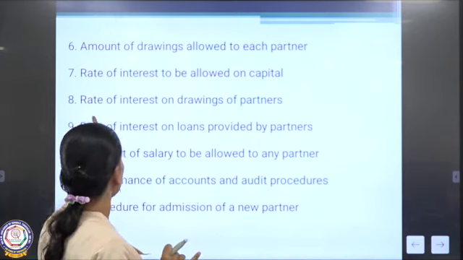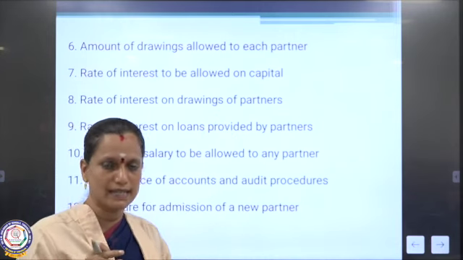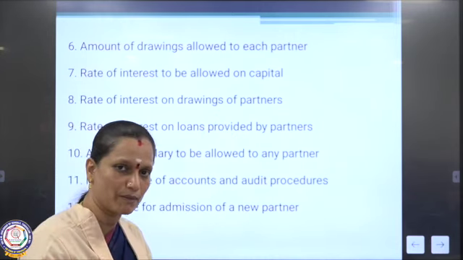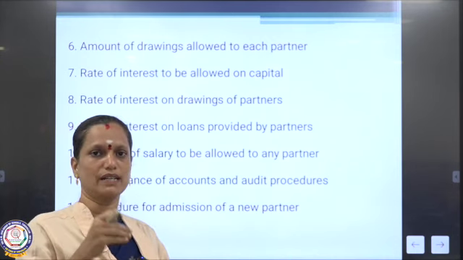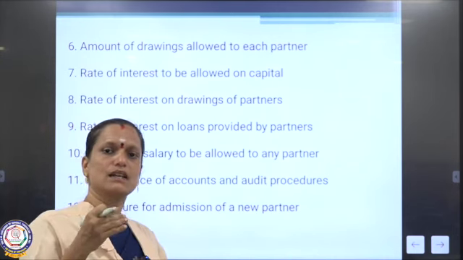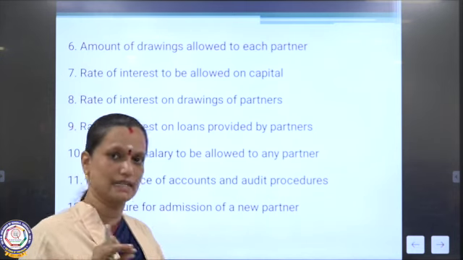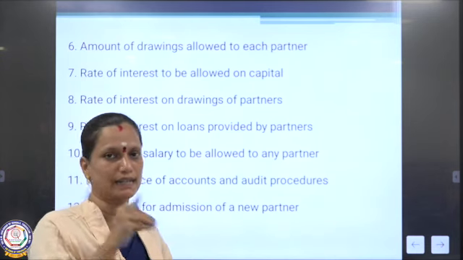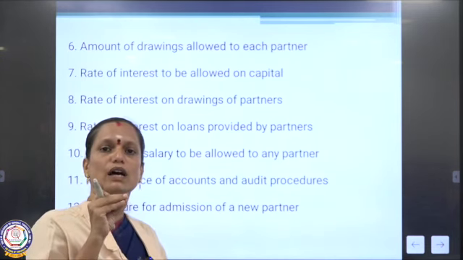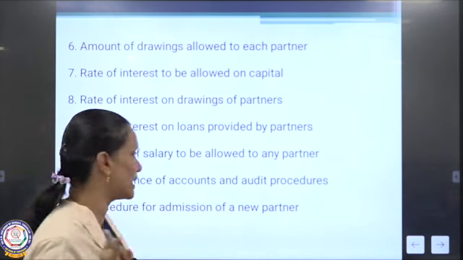Okay, rate of interest on drawings of a partner. Drawings I already said: taking the amount from the business for personal use. If you are taking drawings, you have to pay a particular amount of interest to the business, for example 5% or 6%, and you have to mention that in the content itself. How much interest you are going to give to the firm, that also you have to mention.